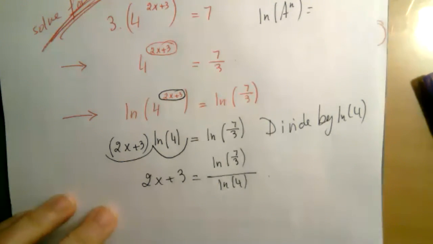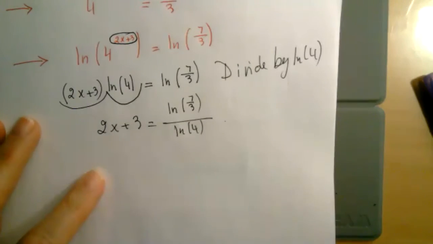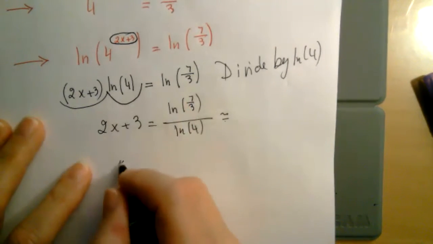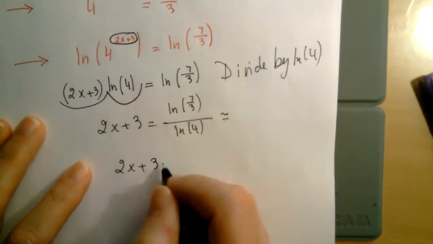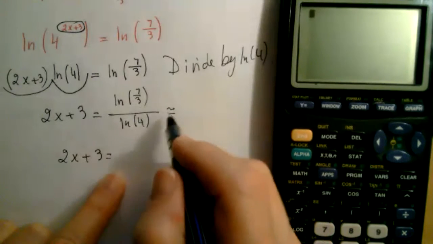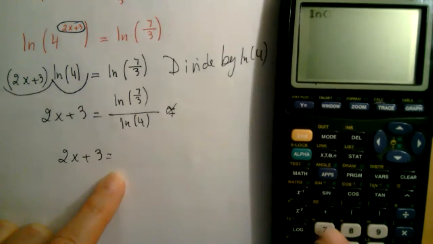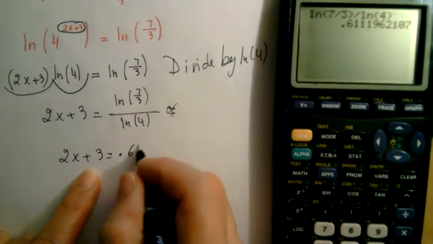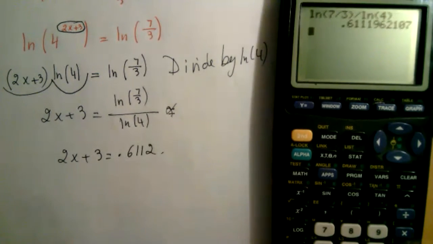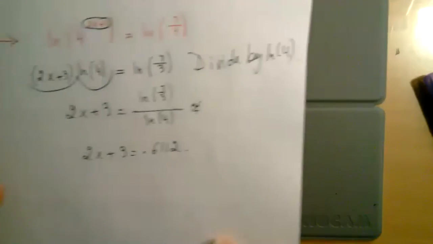Okay, now it's not hard anymore. To make it easy for us, I'm going to estimate this expression and then I will proceed. So I'm going to estimate ln of 7 over 3 divided by ln of 4, to make it just a number so I work with numbers. So we're getting 0.6112. That's a good approximation.